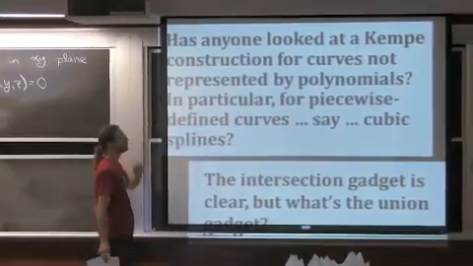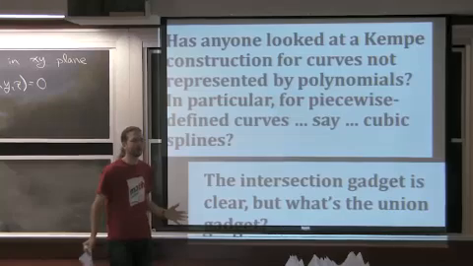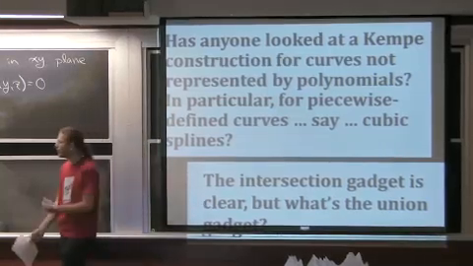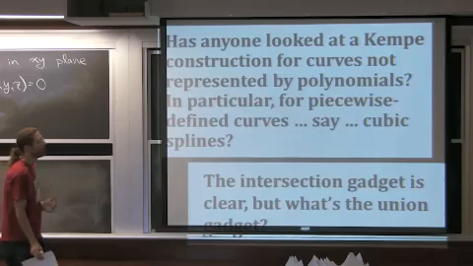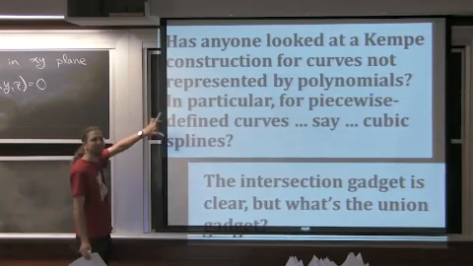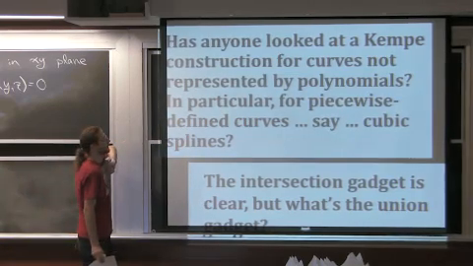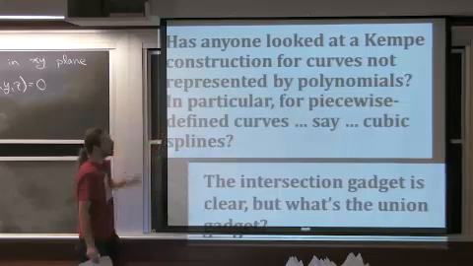So what about curves not represented by a polynomial? I read this like, well, that's not possible. Everything you make out of linkages has to be represented by a polynomial. That's true. But what about piecewise polynomials? That is possible. So you can do piecewise cubic splines.